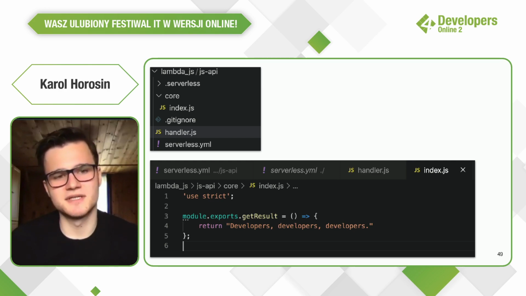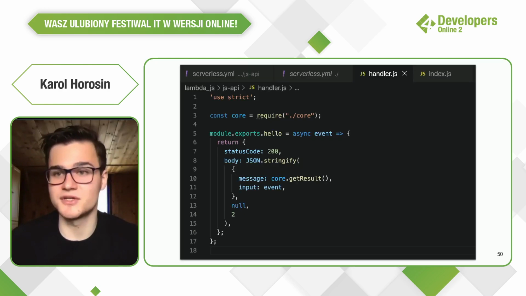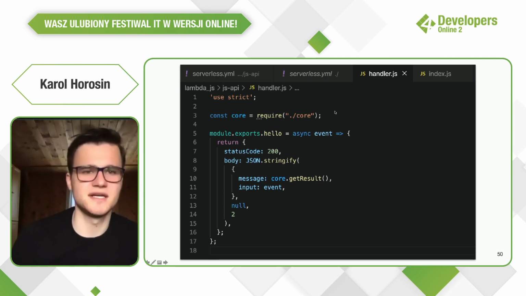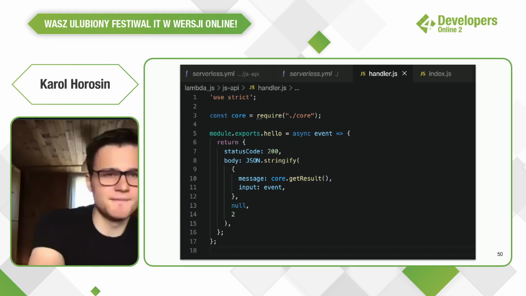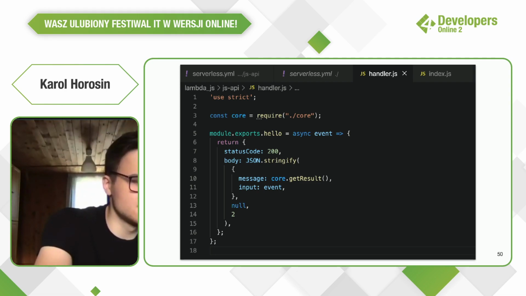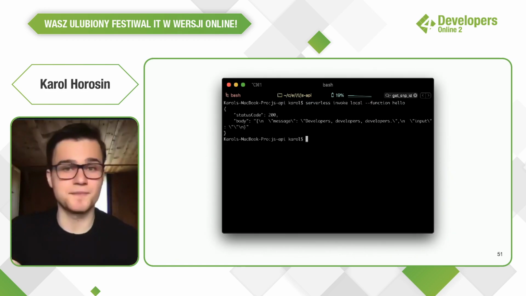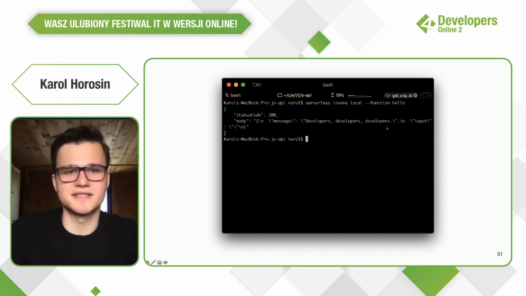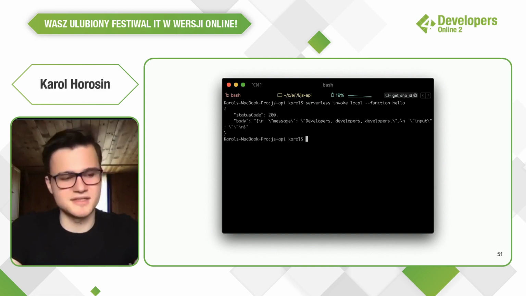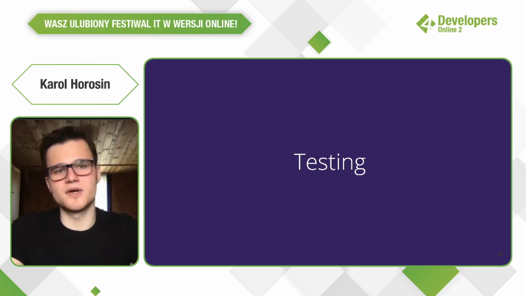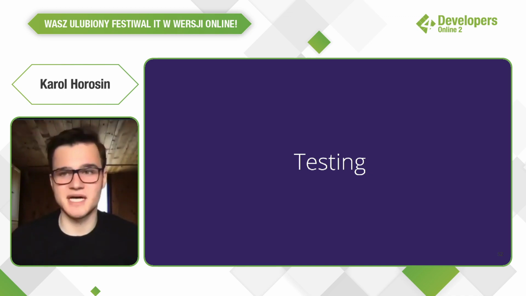As you can see on the bottom, I just created a simple function that returns a string, and we're going to use that library in our handler. So here we just require the core library, and then use a get result function in the message in the returned body. So just showing you some pattern here. Okay, so if we test that locally, we invoke locally, we get a result of the function.